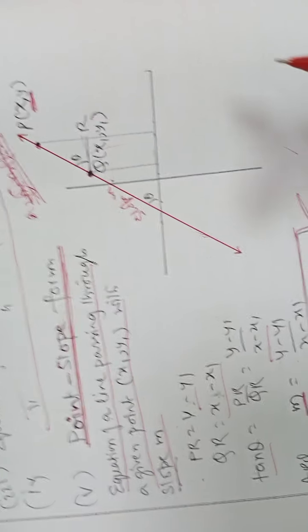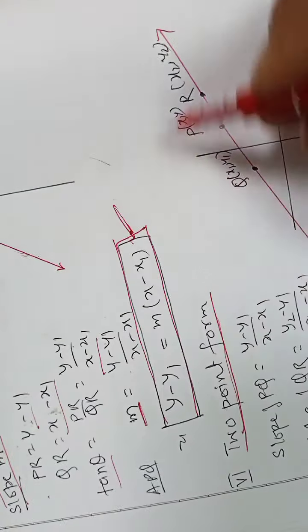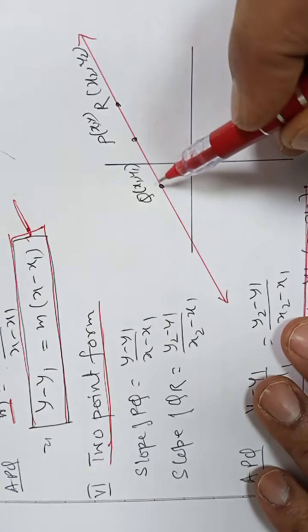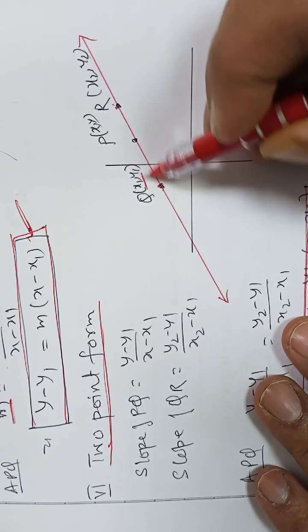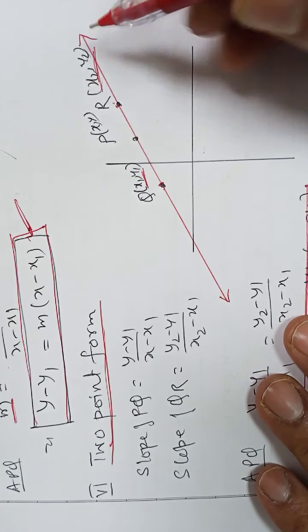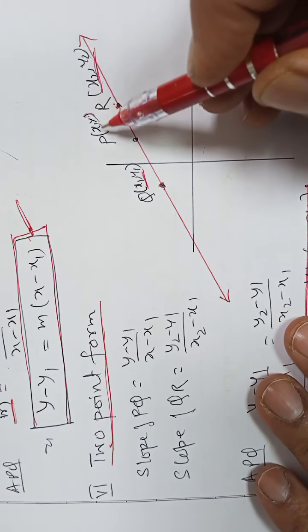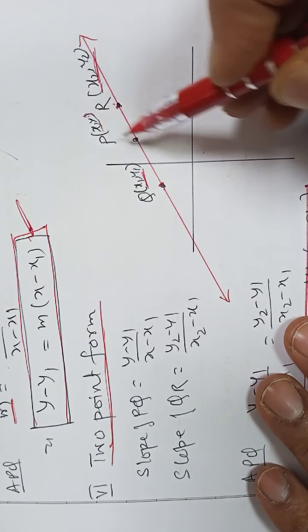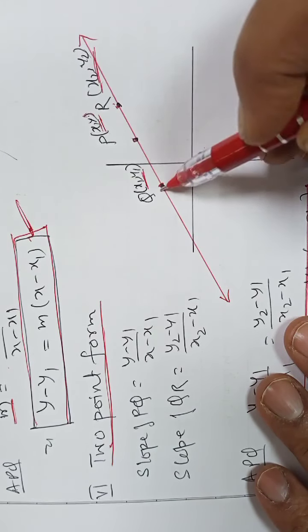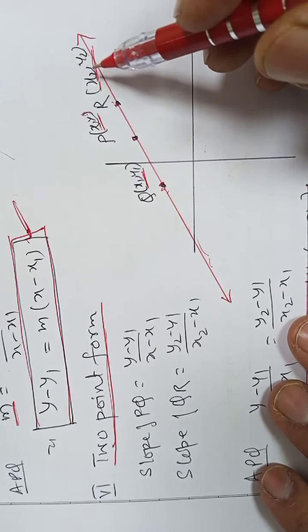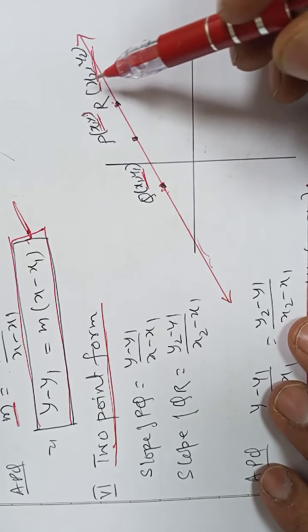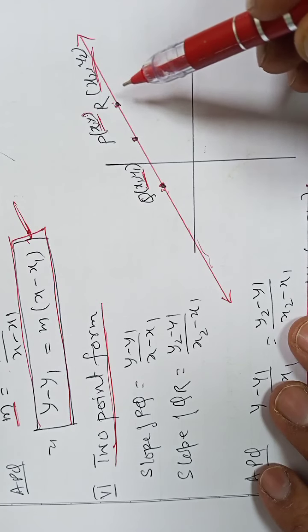Okay. Next, the two-point form. We have to find the equation of a line passing through two given points. I have taken Q and R. The given points are x1, y1 and x2, y2. Now let the general point be P, x y. The general point can be anywhere. This value will not be given, and when we find the answer, it will come in terms of x and y.